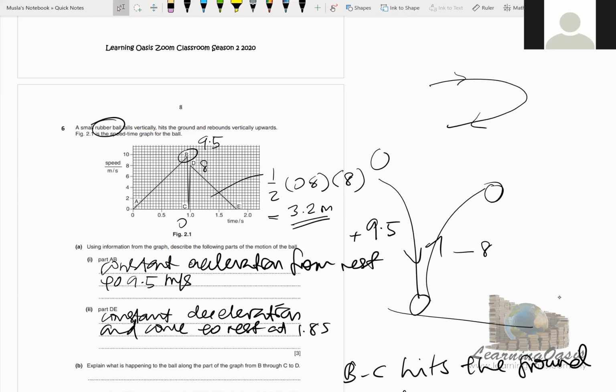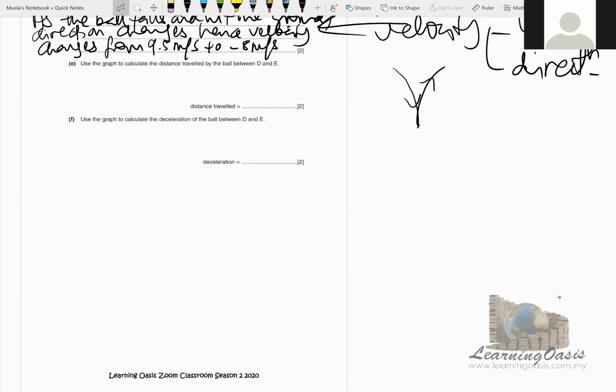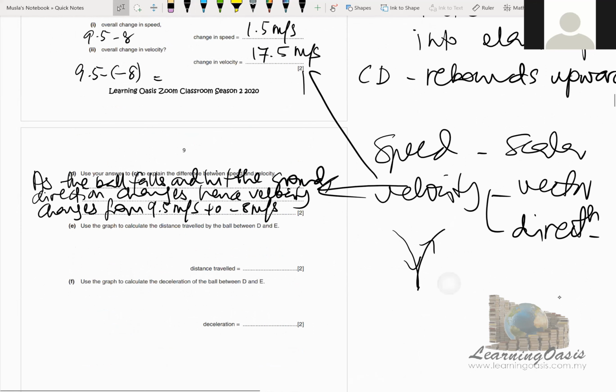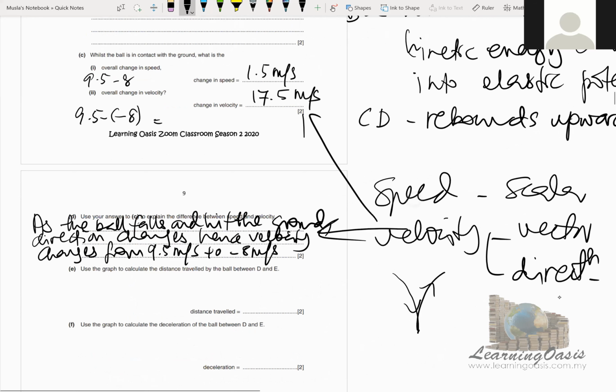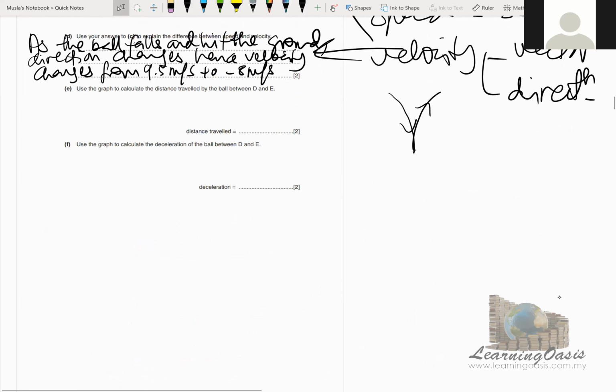Okay. Now, use the graph to calculate the deceleration of the ball between D and E. So what is the deceleration of the ball? a equals v minus u over t. Lisa, you want to try this? What is your v? 0 minus 8, over 0.8. So that would be negative 10 meters per second squared. When you put your calculation, you have to put negative, but in your answer, because this is deceleration, the answer is positive.